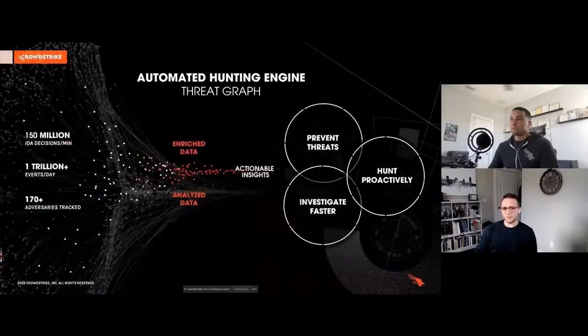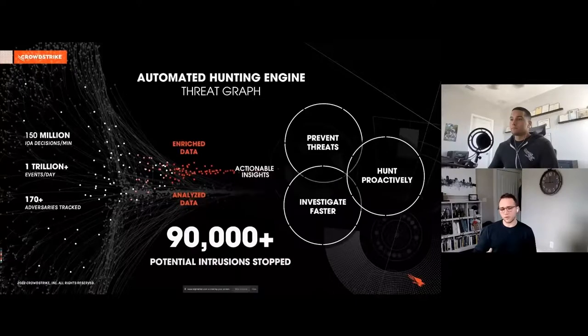And so our threat engine, or threat graph, sorry, is really what powers the model behind CrowdStrike, right? We have over 10,000 customers today, and all of their decisions and events that are happening are being streamed into our cloud threat graph, which powers the CrowdStrike endpoint security.